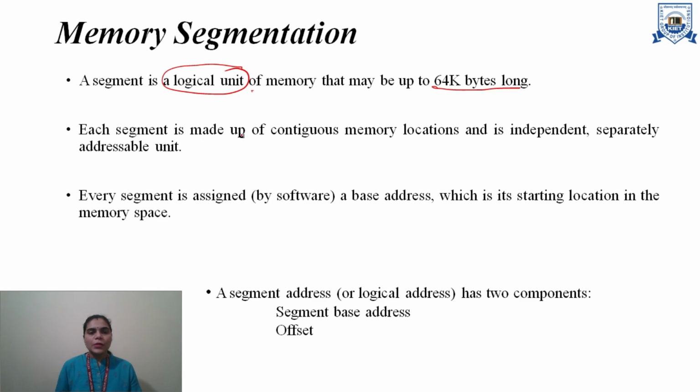Each segment is made up of contiguous memory locations. So we segment memory into segments containing contiguous memory locations. Each segment is independent and can be separately addressed. Here, each segment will have an address. An address will be divided into two parts: one is the segment starting address, or base address, and an offset. So in memory segmentation, we segment the memory into segments where each segment will have an address.